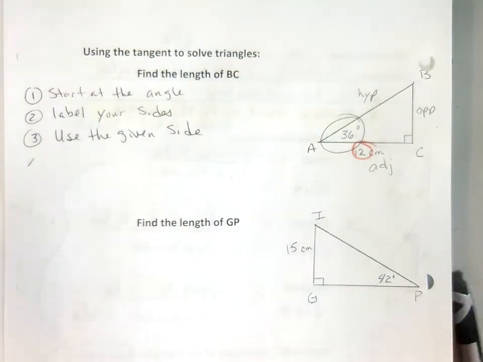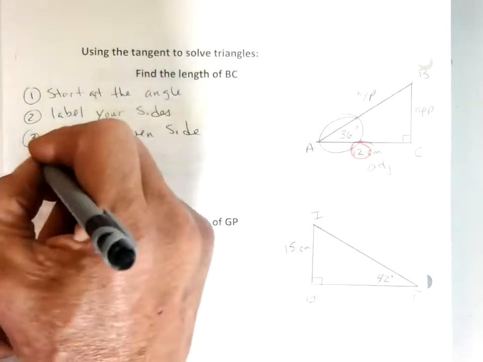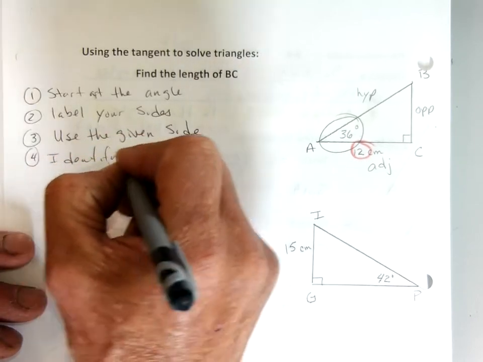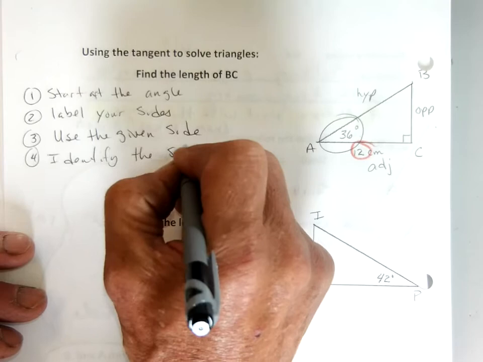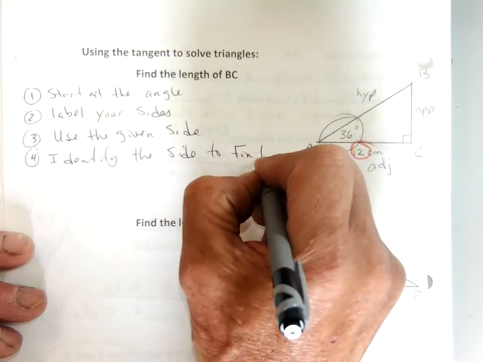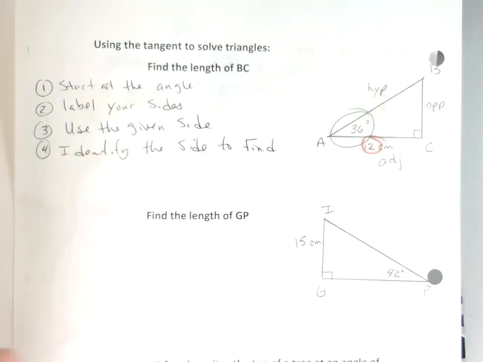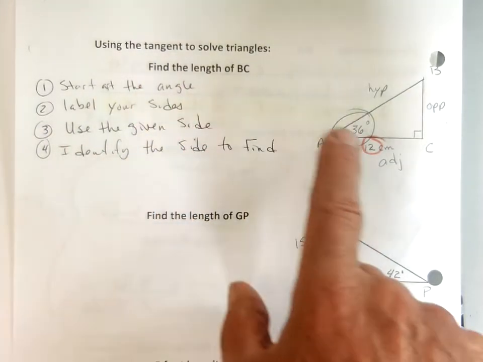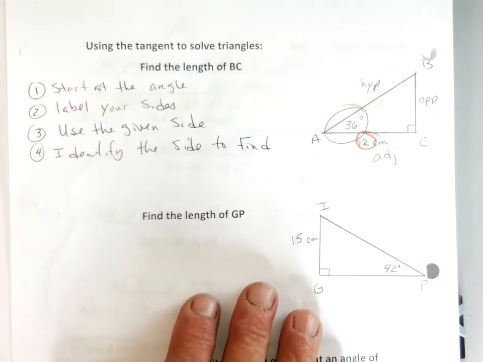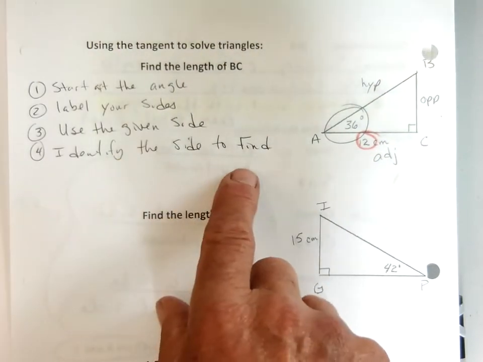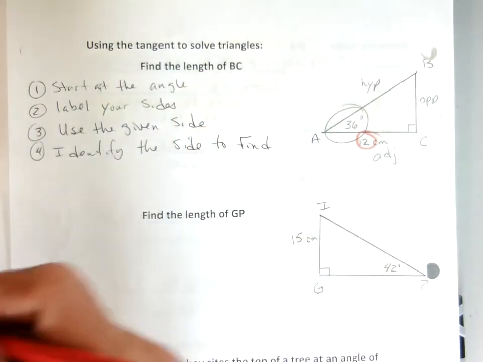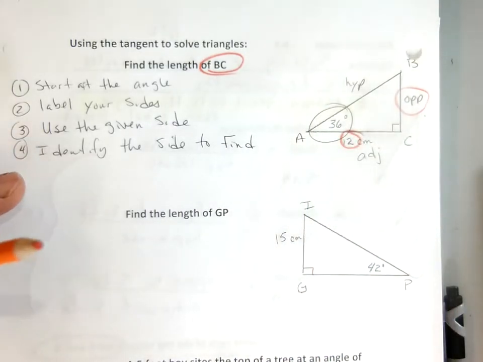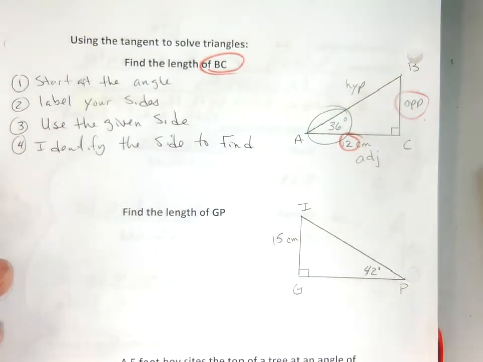Use a given side, and then 4, identify the side to find. Okay, what side do I need to find? Well, let's look at the question. Find the length of BC. So I need to find the opposite, don't I? Identify the side to find. I need to find the length of BC, so I need to find the opposite, okay?